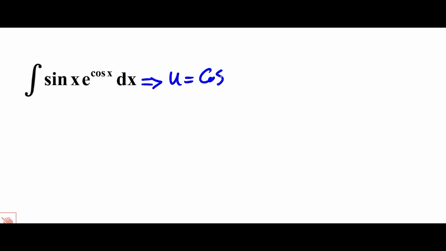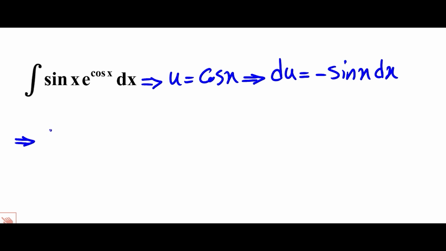The integral of sine of x e to the cosine of x. If we set u equals cosine of x, and if we take the derivative of both sides, we have du equals negative sine of x dx, or sine of x dx equals negative du, right?